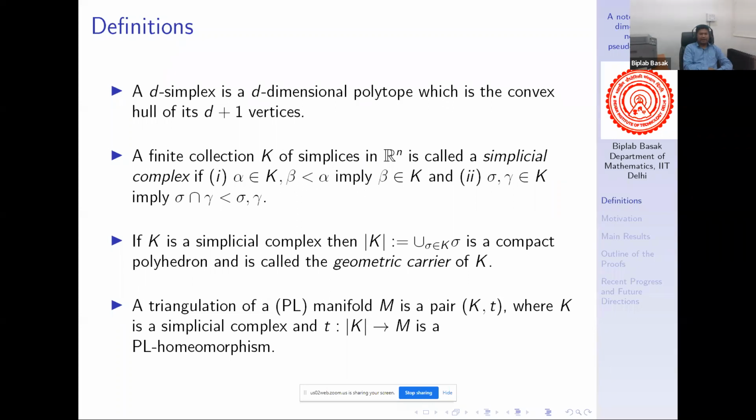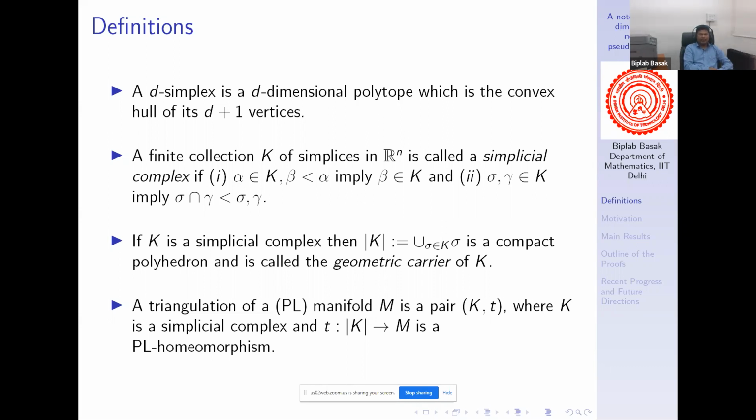Now, if I take a finite collection of simplices in some Rn, then that collection is called a simplicial complex if it satisfies the following two properties. First of all, if I take any simplex from K, then any face of that simplex must be in K. That is the first property. And the second property is if we take any two simplices in K, then they are either disjoint or their intersection is a common face of both of the simplices.